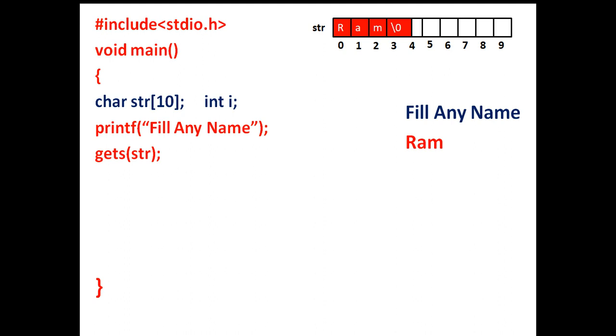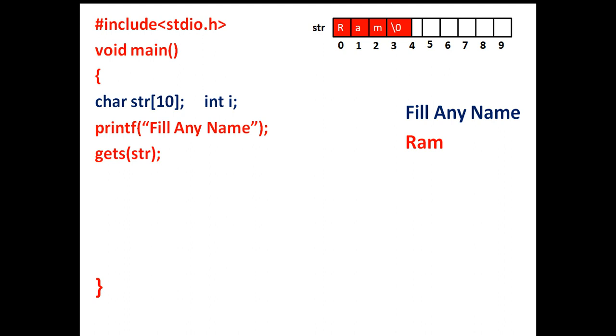First of all, it will keep r at the 0th location, a will be stored at the first location, m will be stored at the second location, and at the end \0 will be kept because a string is always ended with \0. And now what we have to do? We have to print every character on a separate line.